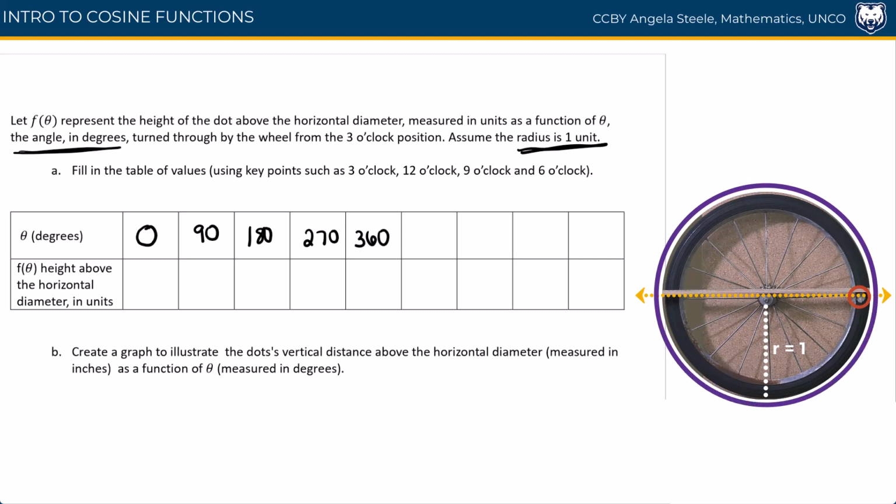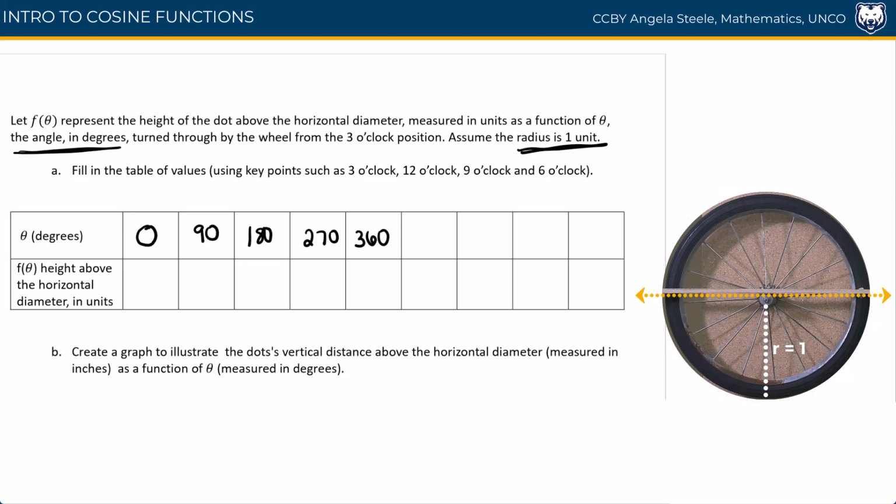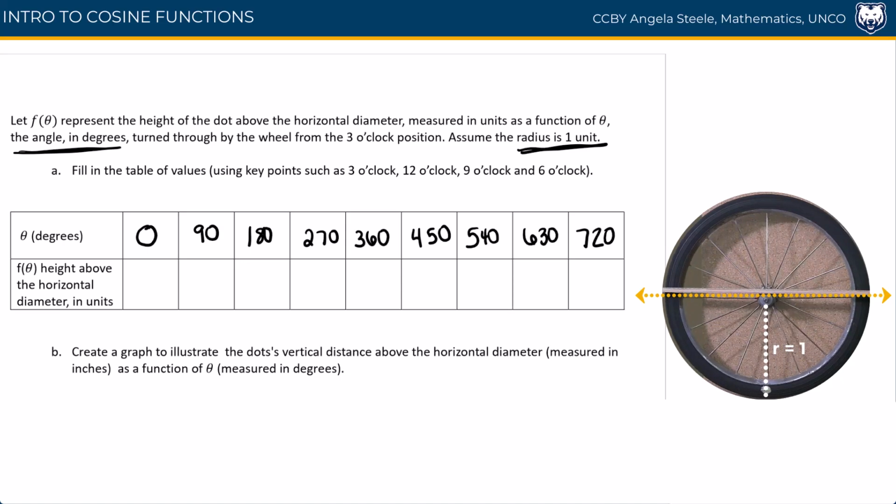So the idea is that each time we go to that new clock position, we are adding 90 degrees. So we're going to keep spinning our wheel. So this means we are 450 degrees around, 540, 630, and then back at our 3 o'clock position, we are at 720 degrees.